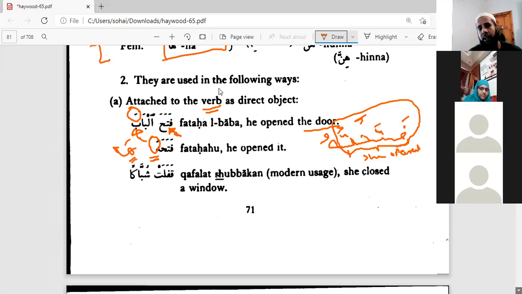The attached pronoun is the direct object. It only refers to the door. So it doesn't depend on whether she is a lady or a man, or if it's 5 people or 2 people, because hu just refers to the door. So for example, how would you say they, masculine, opened the door? How do you say they opened it?